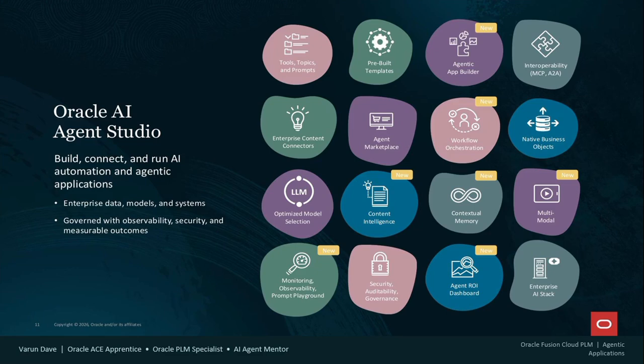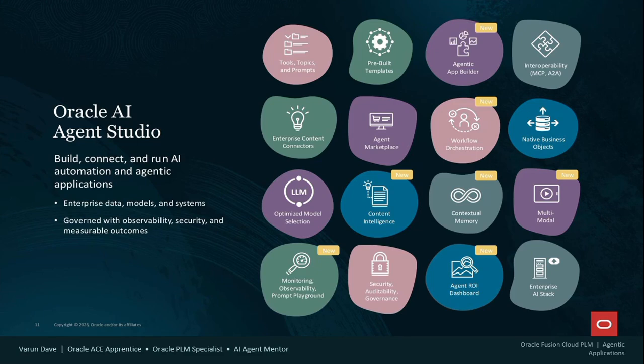In the middle layer, we have the enterprise content connector, an agent marketplace, workflow orchestration, and native business objects. Some agents can read and write directly into the Oracle data model. The intelligence layer has optimized model selection across LLMs, intelligent contextual memory, agents that remember across multiple sessions, and multimodal capabilities. And at the governance layer, monitoring, observability, and a prompt playground.